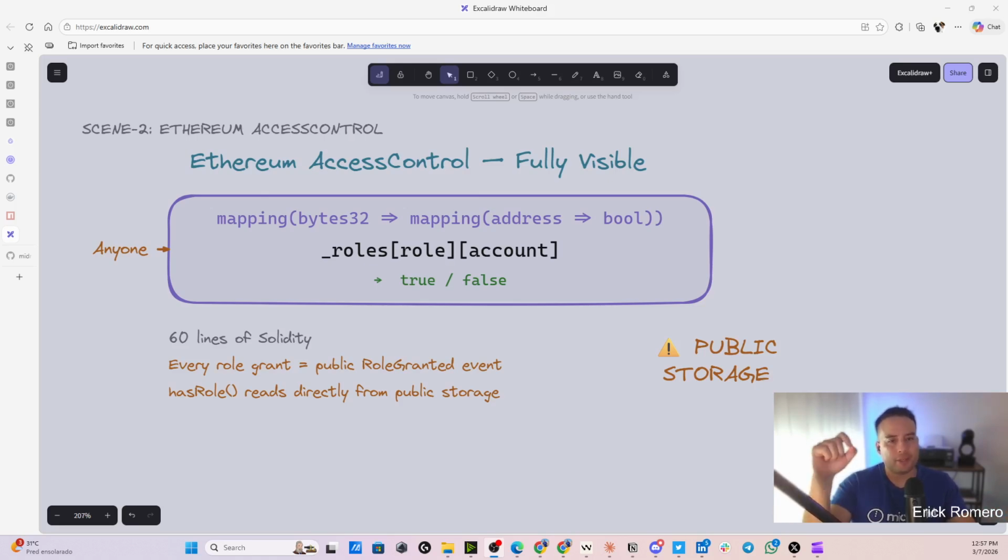But here's the thing. That mapping is public storage. Every role grant emits a RoleGranted event with that account address and role hash right there in the event log on Ethereum. Anyone running an indexer, for example, or just looking at Etherscan, can create a picture of the access control of that smart contract in seconds. For a lot of applications, that's fine, maybe even desirable. Transparency is the point of public blockchains.